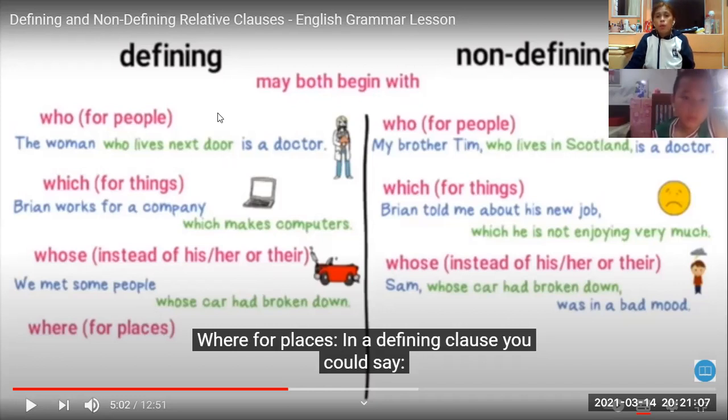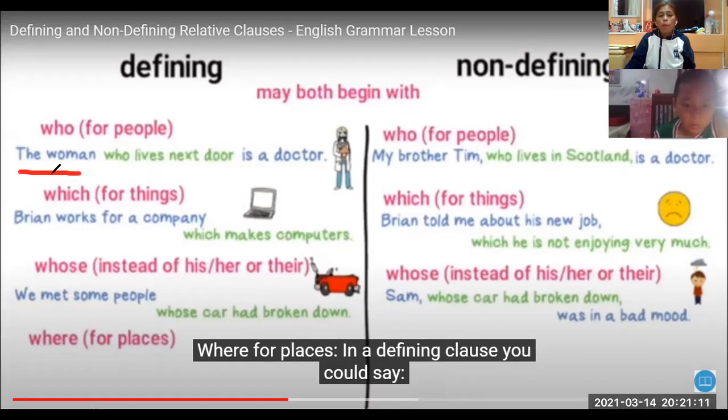The woman who lives next door is a doctor. It's for people. I am talking about the woman, okay? Look here, who. We will have to identify, we will have to differentiate who. My brother Tim, comma, who lives in Scotland, is a doctor.